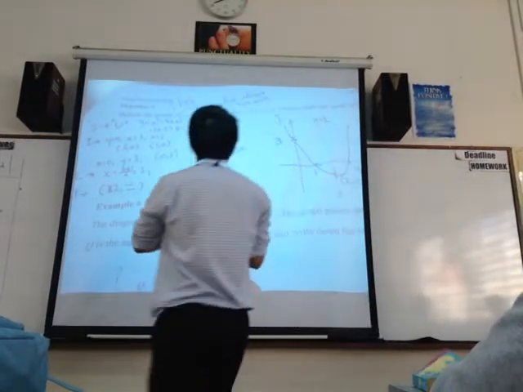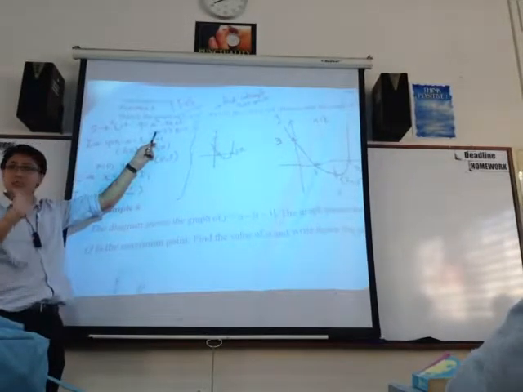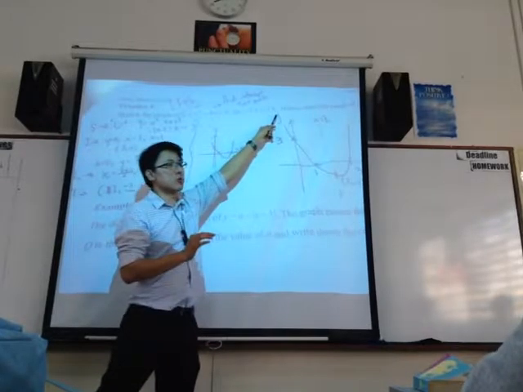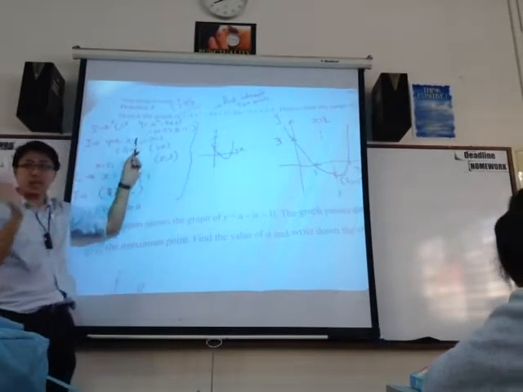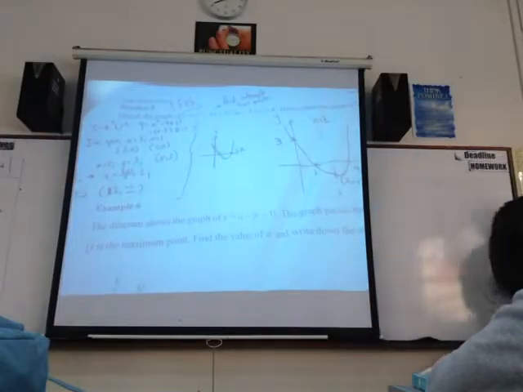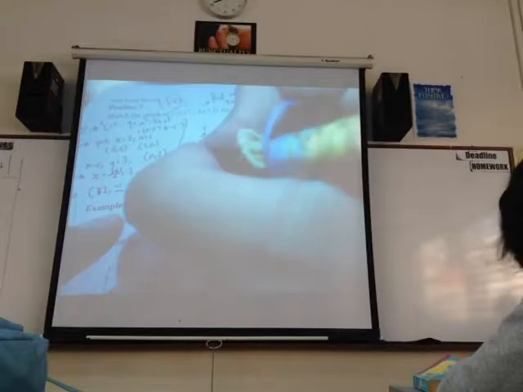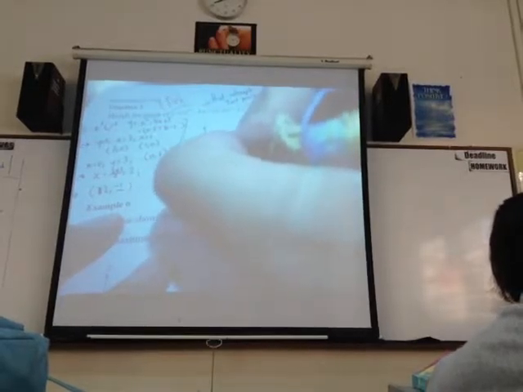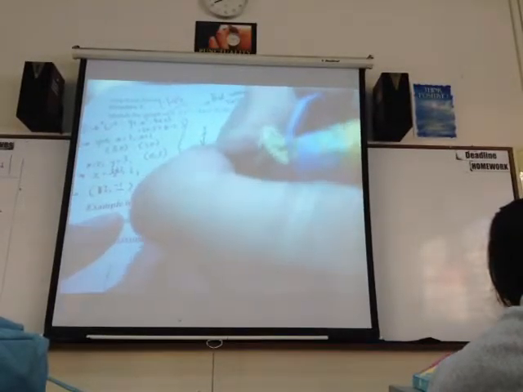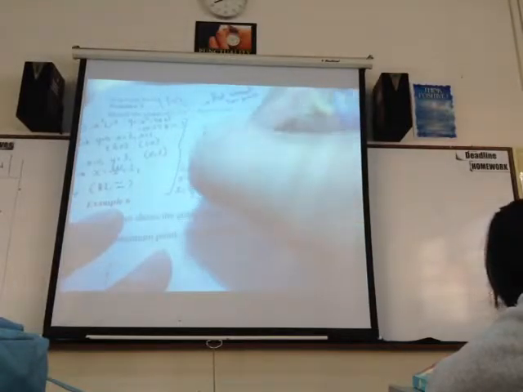Sub in x equals -1 into the graph without modulus. Sub in x equals 4 into the graph without modulus. Can we try that? I write in another color because I'm running out of space. So I write endpoint. X equals -1. X equals 4.